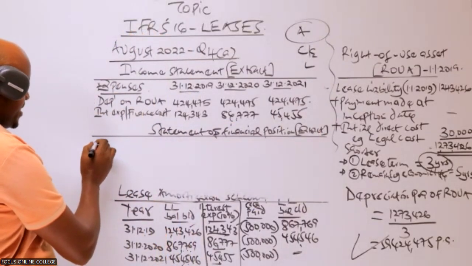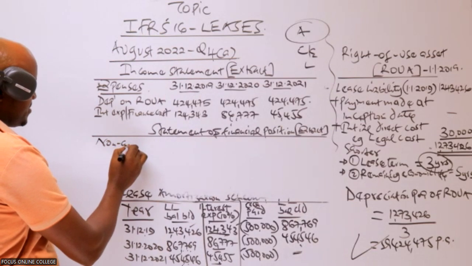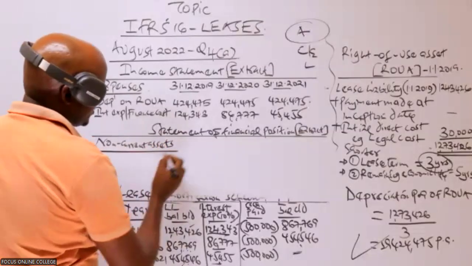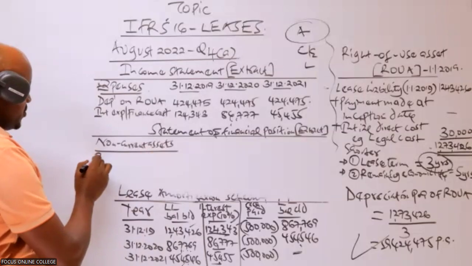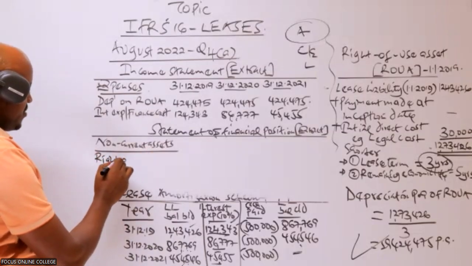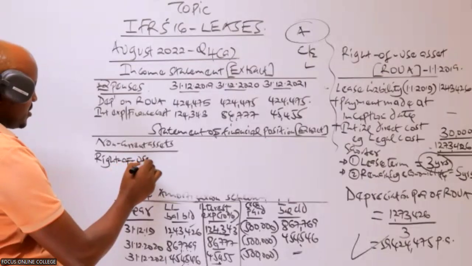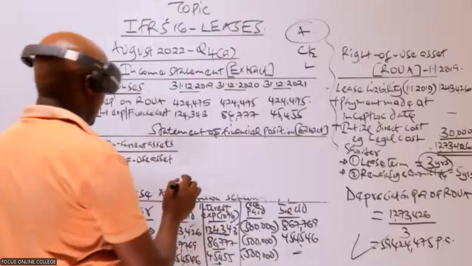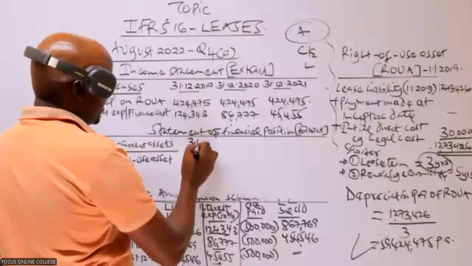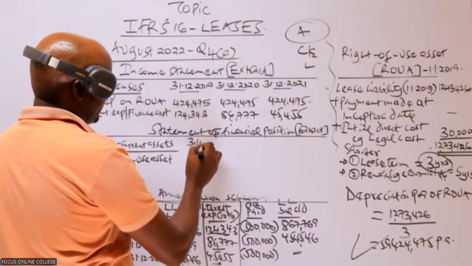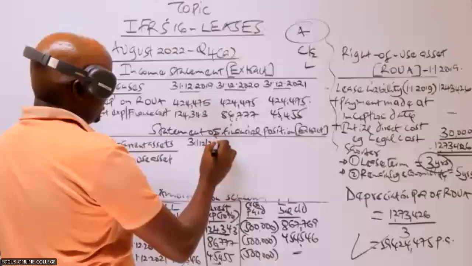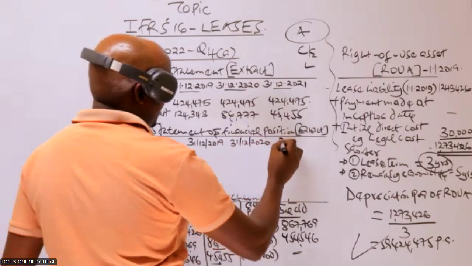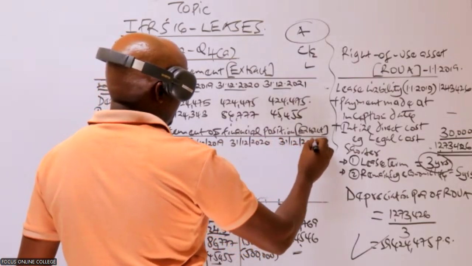So basically under assets, specifically under the non-current assets, our company was supposed to recognize something called the right of use asset. And actually, we will show the amount which was supposed to be recognized as the right of use asset for 3 years. The first year, which ended 31st of December 2019, 31st of December 2020, 31st of December 2021.